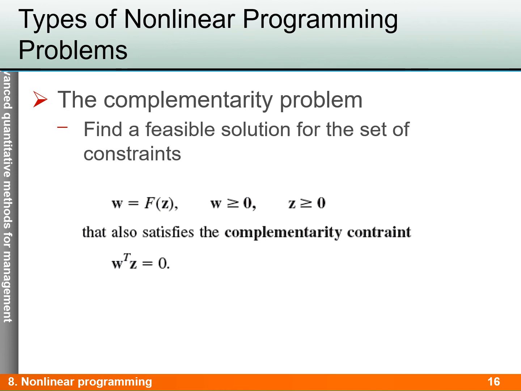And the last type of nonlinear programming problem is the complementarity problem that wants to find a feasible solution for the set of constraints w equal to f(z), when w and z are both non-negative, that also satisfies the complementarity constraint, that is w transposed multiplied by z is equal to 0. But this part we don't review, and here we close this topic.